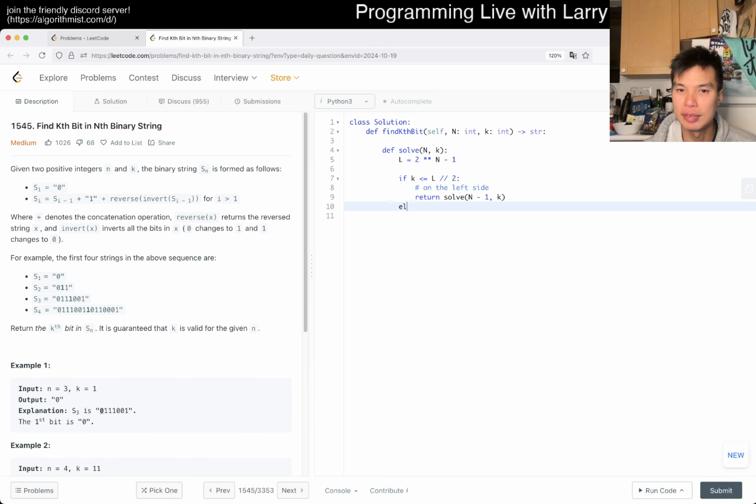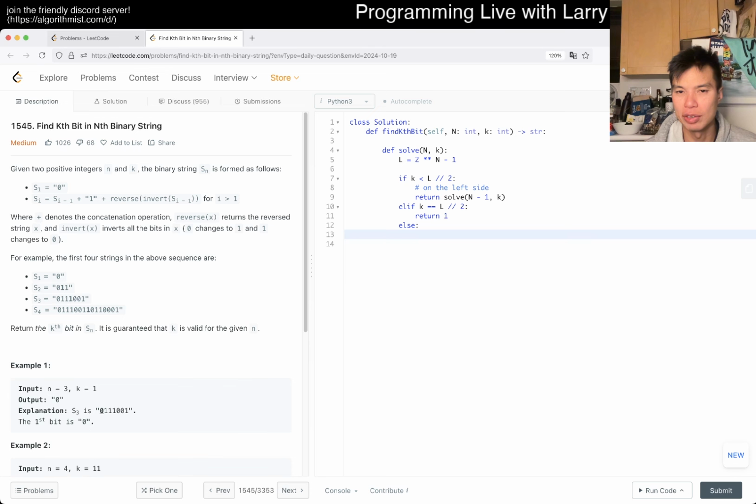Else, if k is equal to L over, is this right? Maybe I got this wrong. So L is going to be 15 for 4. And so then this gives you actually 7, not 8. Oh, okay. Then we just return 1.